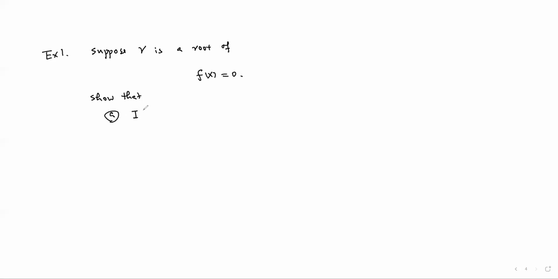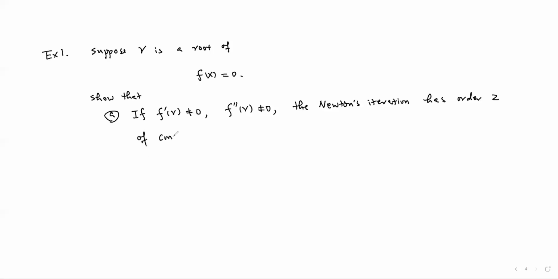Two questions. If the derivative at R is non-zero, and the second derivative at R is non-zero, then the Newton's iteration, or Newton's method, has order 2 of convergence when the Newton's method is used to find this root R. Let me answer this question first. Then the second question.